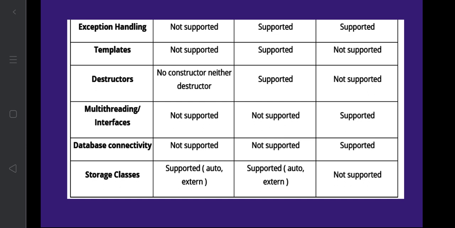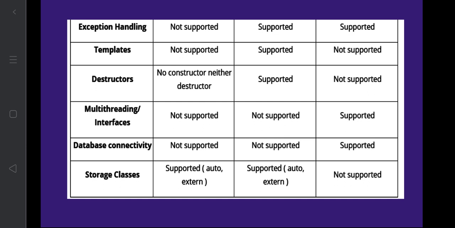And then what are templates? Since C++ is based on objects, it has templates, whereas in C it is not supported. Java also does not support the templates concept. And then destructors. A destructor is a function which deletes the memory area used by the data or the process. In the case of C, there is neither constructor nor destructor, but C++ has the destructor because it also has the constructor. So the constructor creates the memory space and the destructor removes the memory space. And then in Java, the destructor is not supported.